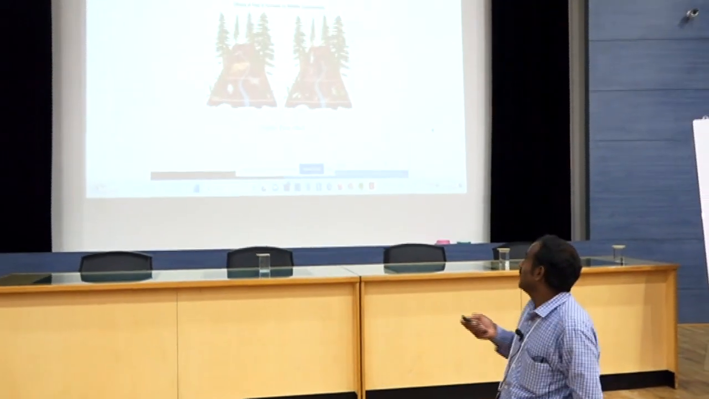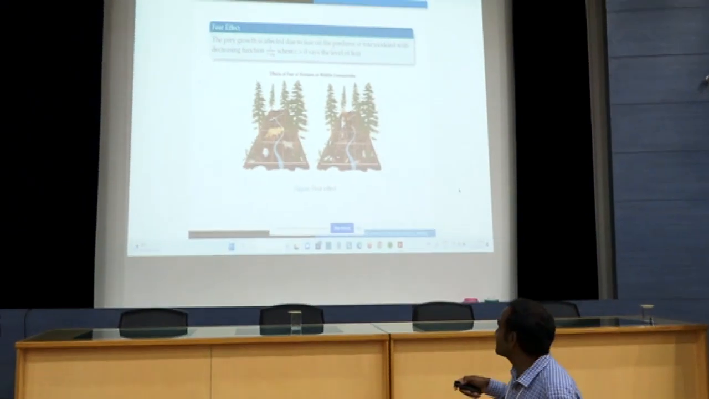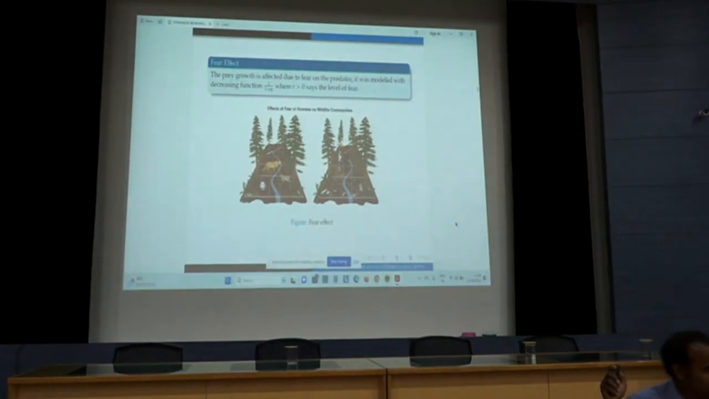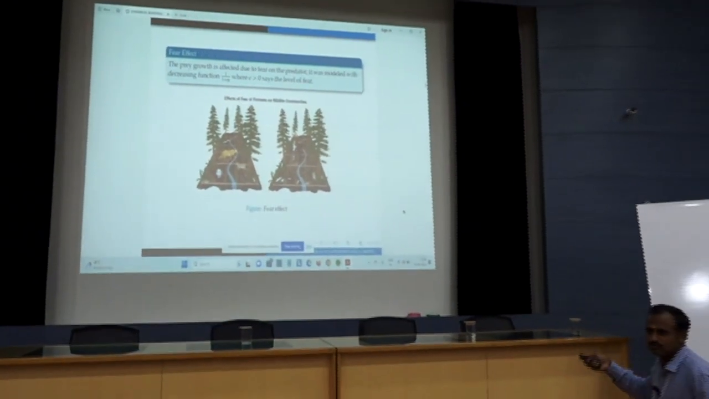Next, fear effect. It is a very important factor, for it affects the intrinsic growth rate of prey due to its fear of the predators. For example, this diagram shows that in a wildlife forest, the animals are moving freely without any fear. Some hunters enter into the forest. The animals hide themselves due to fear of the hunters. This is the example for fear as well as the refuge.